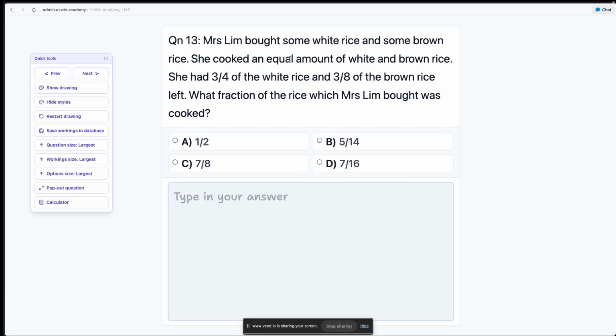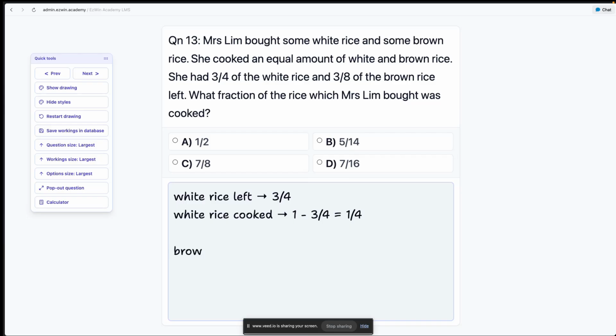So, equal fraction concept is basically knowing that there is an equal amount of two things and they are in the form of fractions. So, we know that the white rice that is left is equal to 3/4. So that means the white rice that is cooked is 1 minus 3/4, which is equal to 1/4.